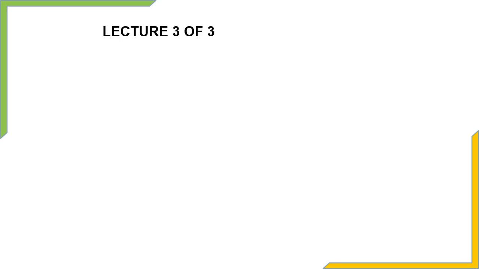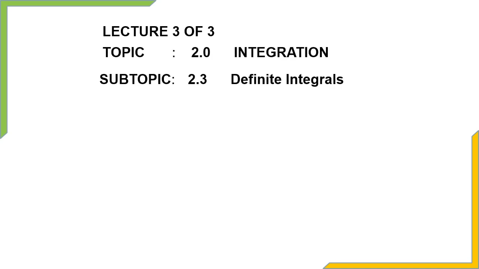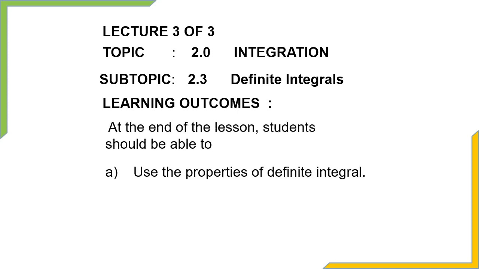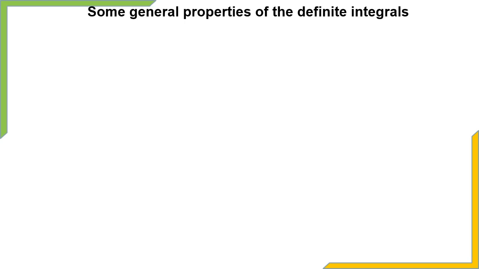So today we are going to continue with the last subtopic of lecture 2, which is the definite integrals. The learning outcome of this lesson: at the end of the lesson, students should be able to use the properties of definite integrals. Previously we have done integration without any values. For this one, we are going to use some values or representation of values to find the definite integrals. So, some general properties of the definite integral.